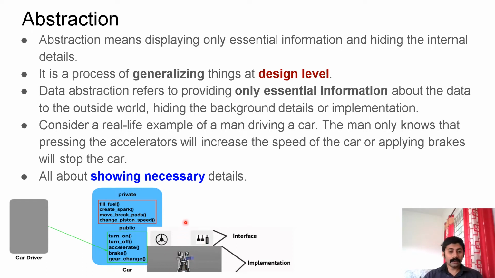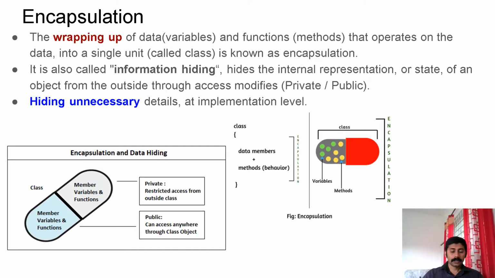So the abstraction is more at the design level, deciding what are the necessary interfaces to be exposed to the user or to the outside world. There is another concept called encapsulation, the wrapping up of data, or the variables and functions that operate on the data, into a single unit called class is known as encapsulation.